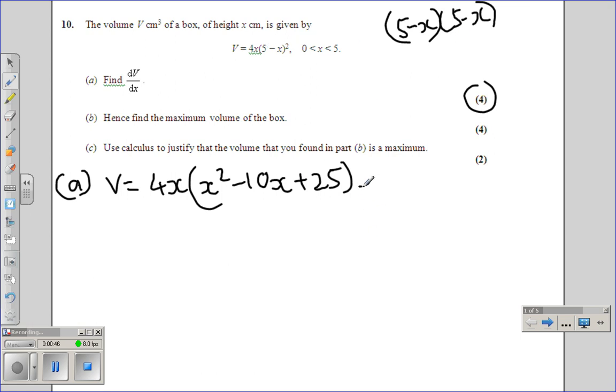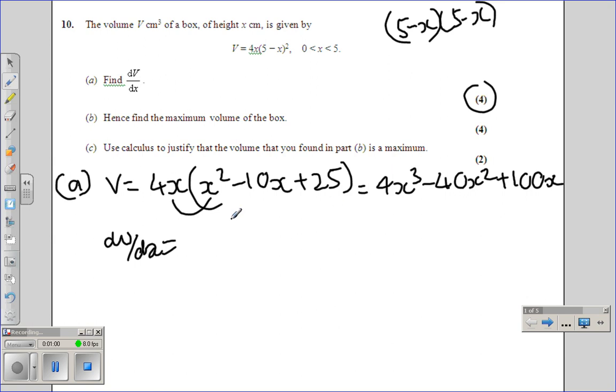We still need to multiply all that by 4x. So that's 4x cubed minus 40x squared plus 100x. So when we find dV by dx, multiply by the power, reduced by 1: 12x squared minus 80x plus 100. So that is your expression for dV by dx.